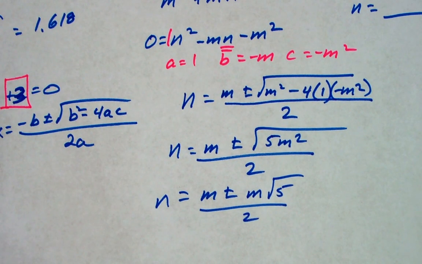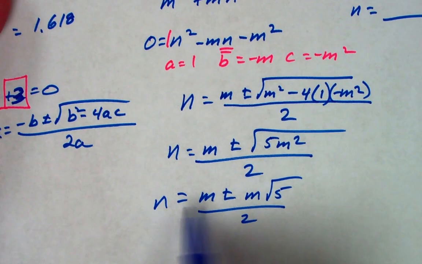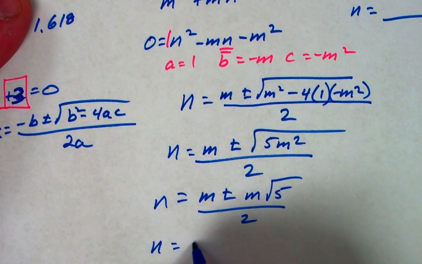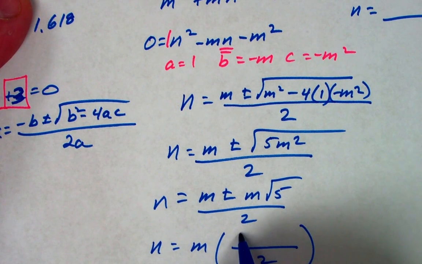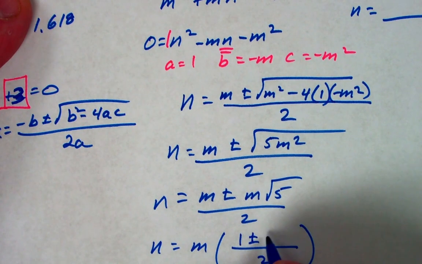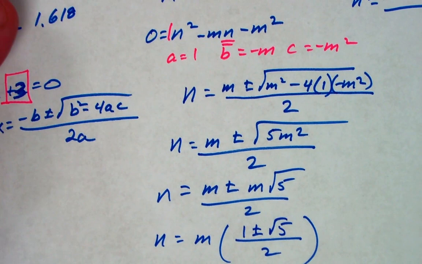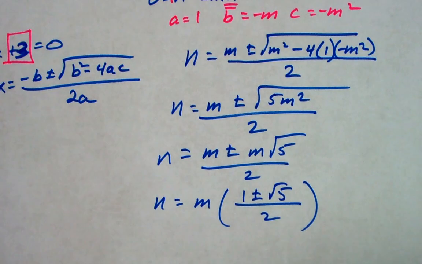You okay with that? Technically, it would be the absolute value of m, but m's positive because it's a number in the Fibonacci sequence. Okay? So I'm going to take this m out. And what do I have left? 1 plus or minus square root of 5. Okay, grab your calculators, please. Oh, we're not done yet.